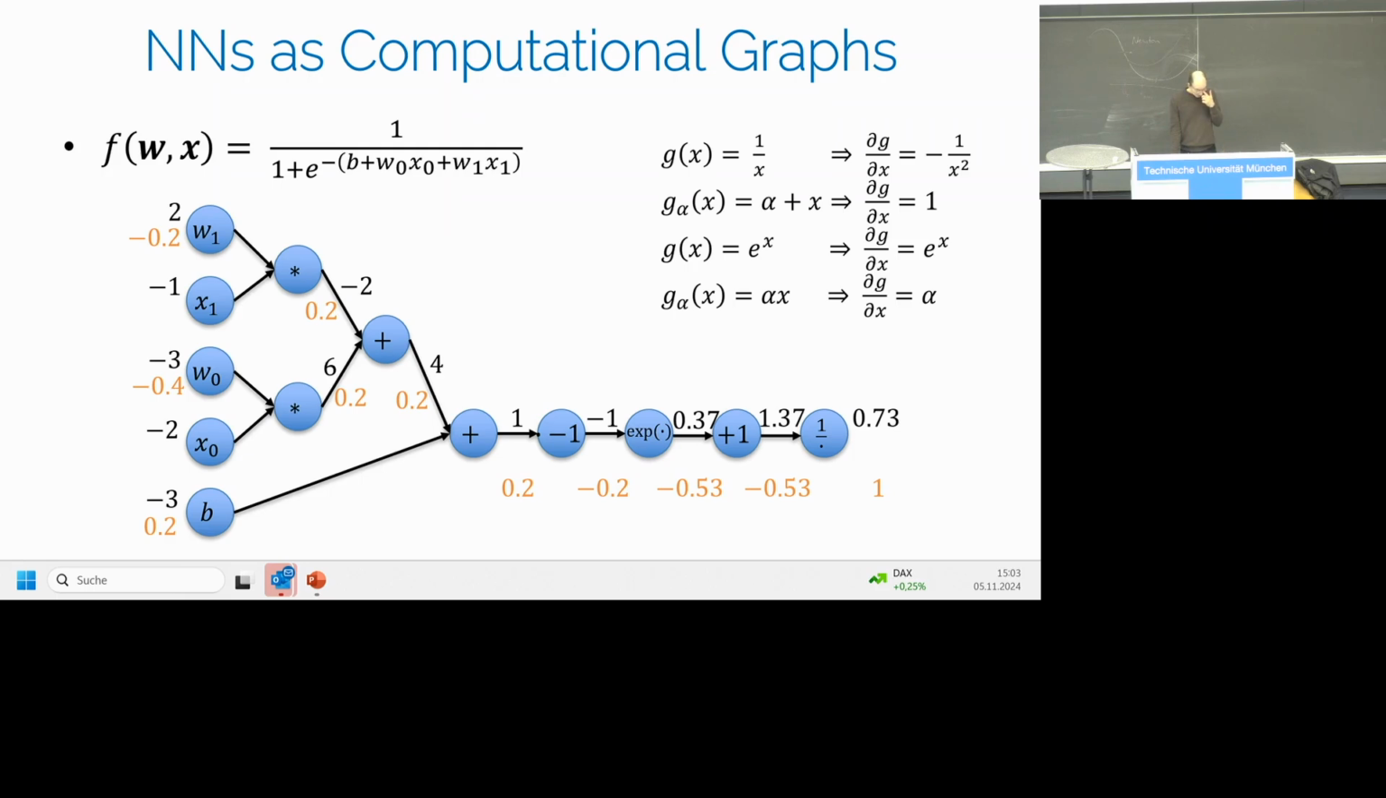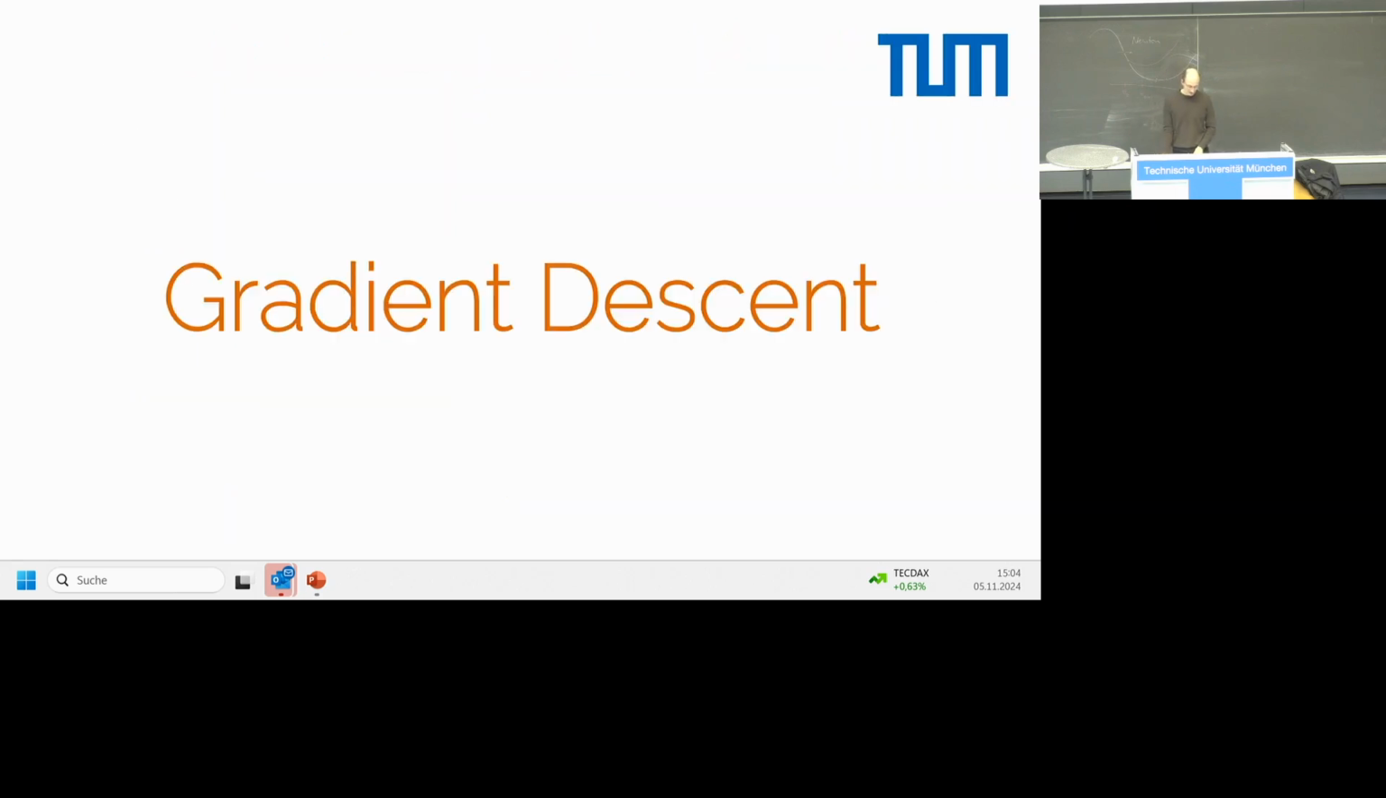In practice, you only care, as I said, about the derivative with respect to the unknowns. The x are the input to your network, the w's are the unknown weights in this case, and the bias b as well, right? That's the three things that you care about where you want to compute the derivatives. Now we have these partial derivatives. Now we can do gradient descent.